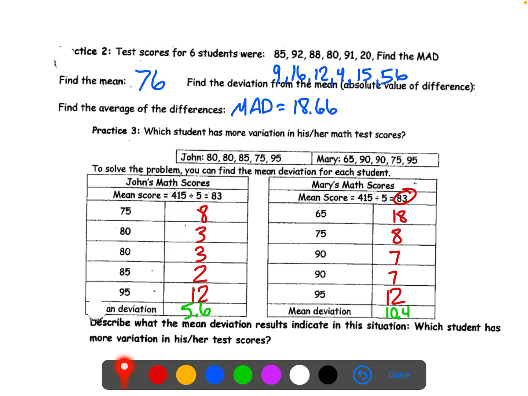Okay, notice how John didn't have any really low test scores that would have made that distance from 83 greater. So definitely Mary has more variation in her test scores, going from high scores down to low scores, where John's kind of hover. He's more consistent in his test scoring. Mary had some really good days and some really bad days.